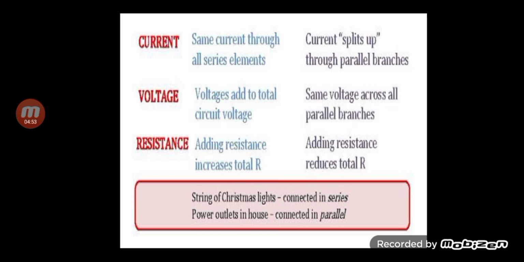When we talk about the resistance, in series, adding resistance increases total resistance. The total resistance is the sum of all the resistors present in series. And in parallel circuits, adding resistance reduces total resistance because they have more than one path. So resistance in a parallel circuit is low, but in a series circuit it is high.